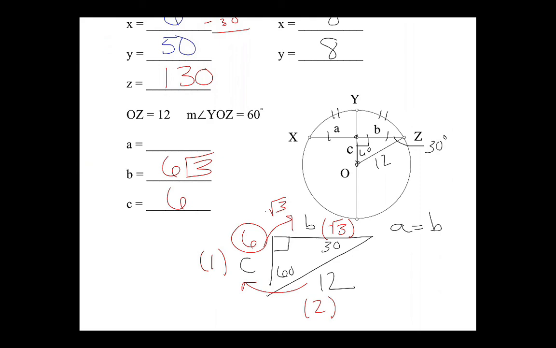And we know that A and B are the same because it was bisected by that diameter, so A is also 6 root 3. So you see these right triangles and 30, 60, 90 triangles and all these things about equilateral and isosceles are going to come back in circles and really push your understanding of geometry.